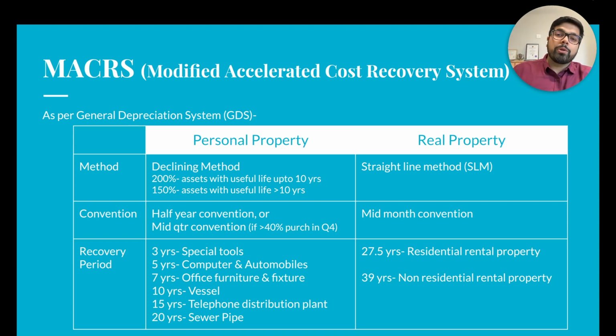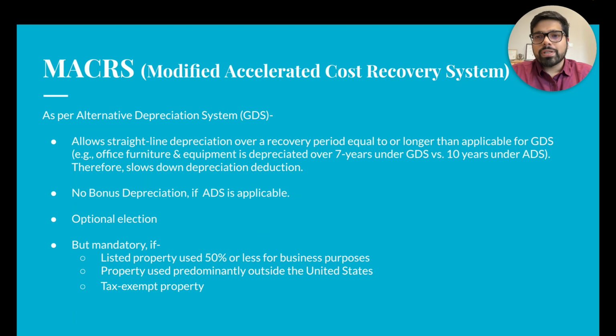I talked about the alternative depreciation system, and this is general depreciation. So what is alternative? Alternative depreciation is quite similar, but not exactly the same as general depreciation. It allows the straight-line method of depreciation, but the recovery period is comparatively longer than general depreciation. For example, for office furniture and fixtures, in the general depreciation system we had 7 years, but in the alternative depreciation system, we have 10 years.